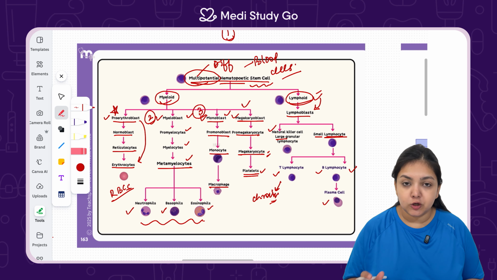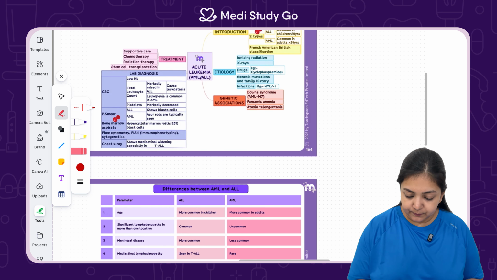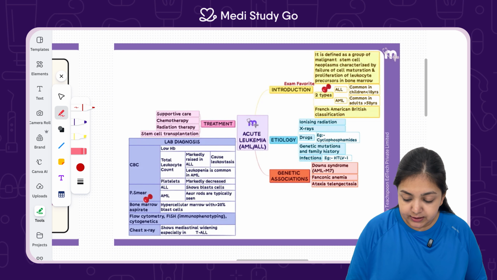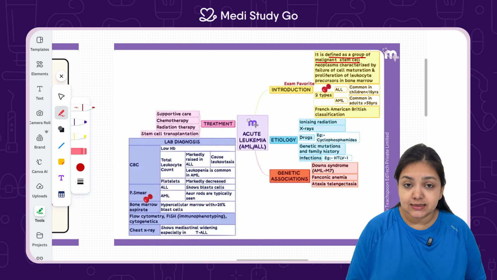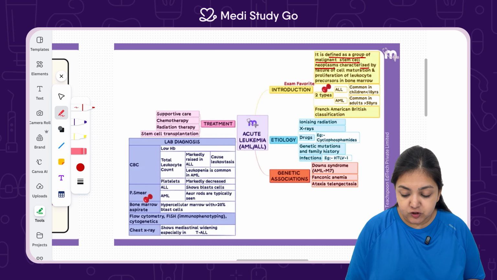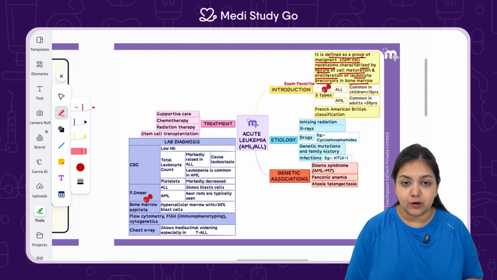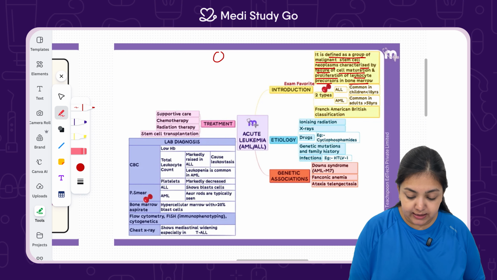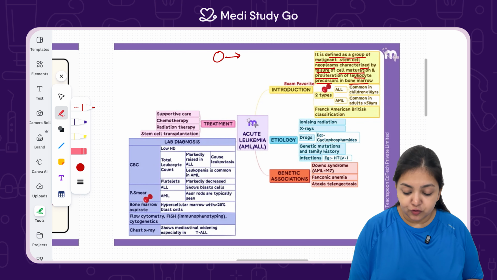So coming to the main topic, which is acute leukemia. What is acute leukemia? It is defined as a group of malignant stem cell neoplasm, which is characterized by the failure of cell maturation and proliferation of leukocyte precursors in the bone marrow. So what happens is that a stem cell is present. It has to finally form different types of blast cells.